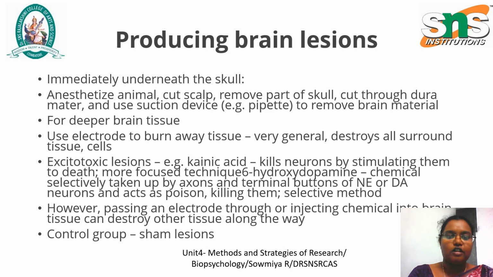Surgical ablation. Aspiration. This involves using a fine tipped instrument to physically remove brain tissue. It is often used to create relatively large lesions. Excision, a more precise method, involves cutting out a specific area of brain tissue using a scalpel or similar instrument. Chemical ablation, neurotoxins. These are substances that selectively destroy neurons.